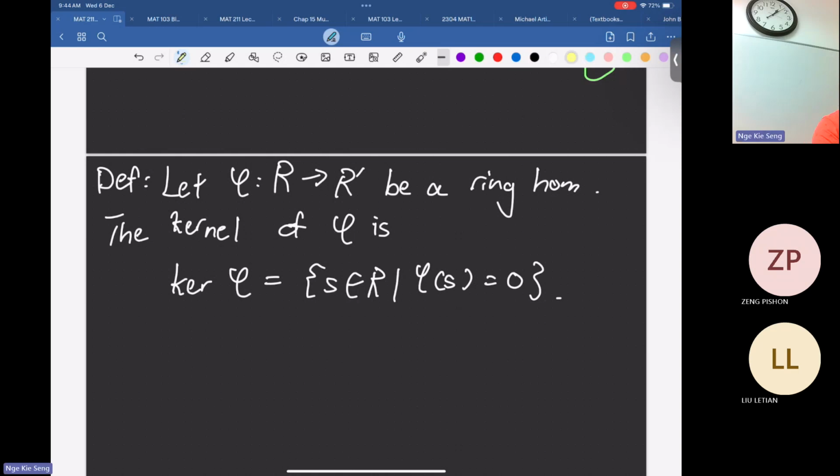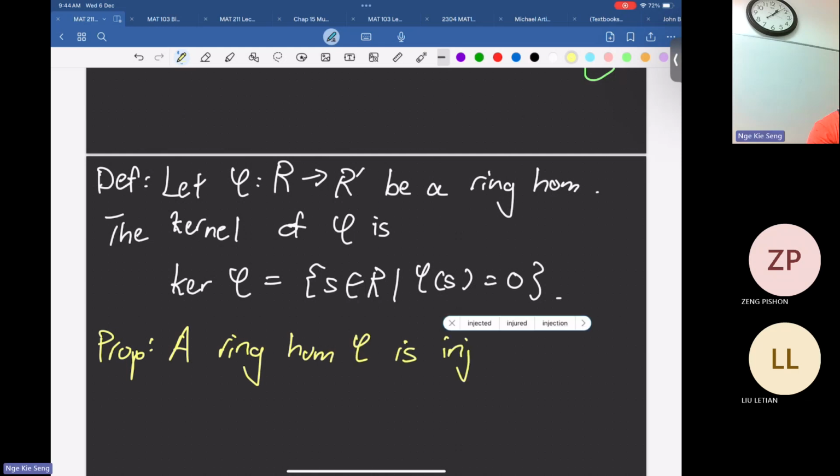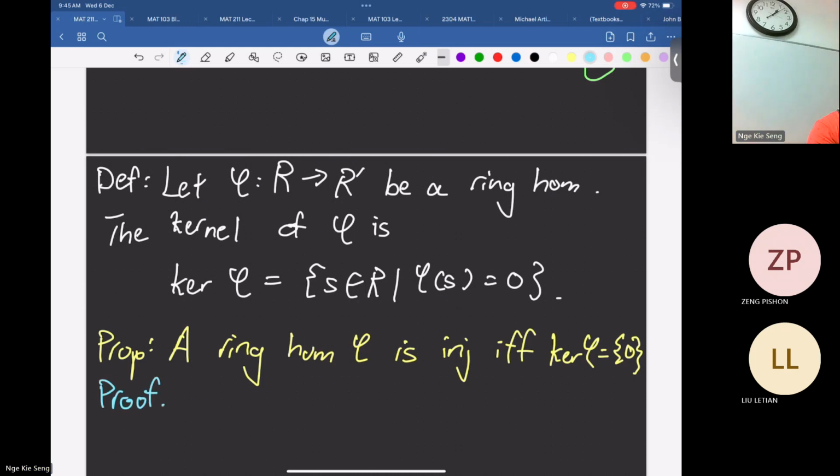The proposition again: a ring homomorphism is injective if and only if, want to guess? Yes, the kernel of φ equals the identity. Which identity here? There are two identities. The additive one. Good exercise, practice showing this. Not far different from the group one.